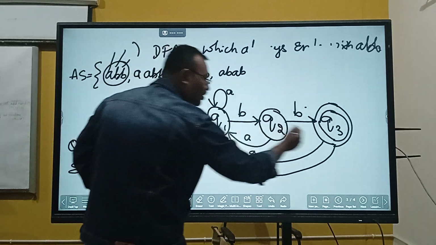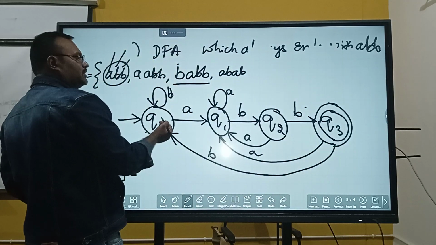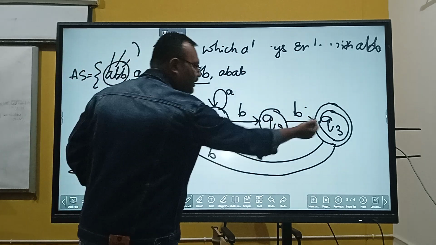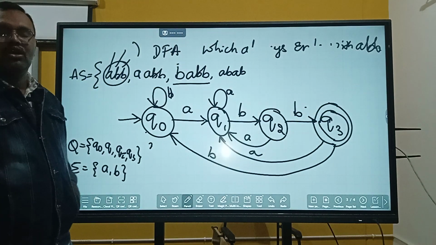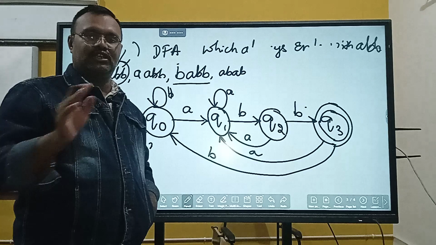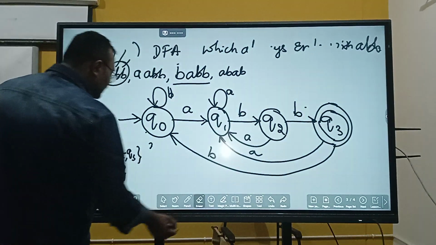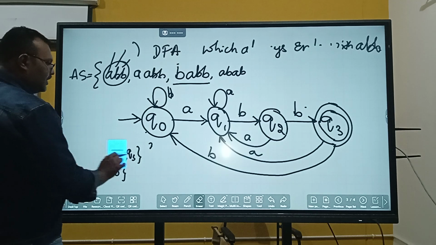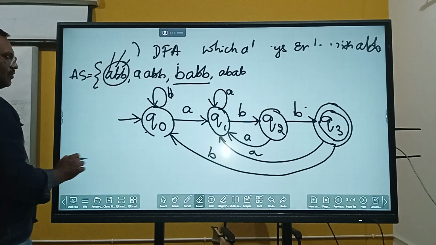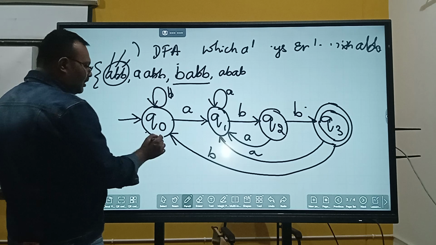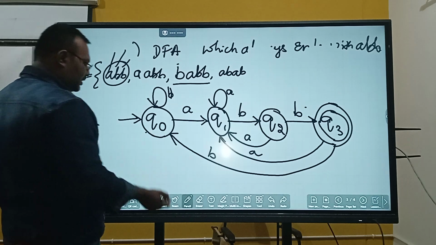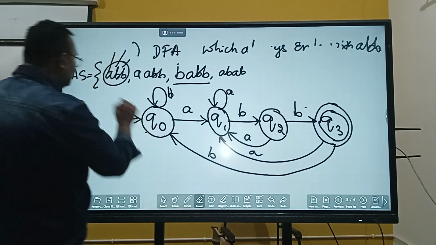So at last, if you are taking B, send him back to the first state so that he will always end with ABB. This is how you are going to write a transition diagram which always ends with ABB. Now, this is not enough. We need to construct its equivalent transition table.